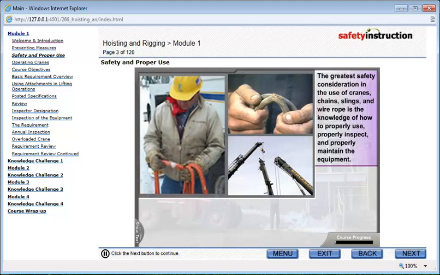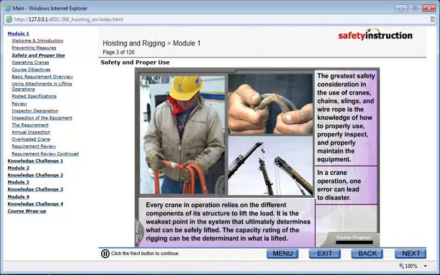The greatest safety consideration in the use of cranes, chains, slings, and wire rope is the knowledge of how to properly use, properly inspect, and properly maintain the equipment. In a crane operation, one error can lead to disaster.